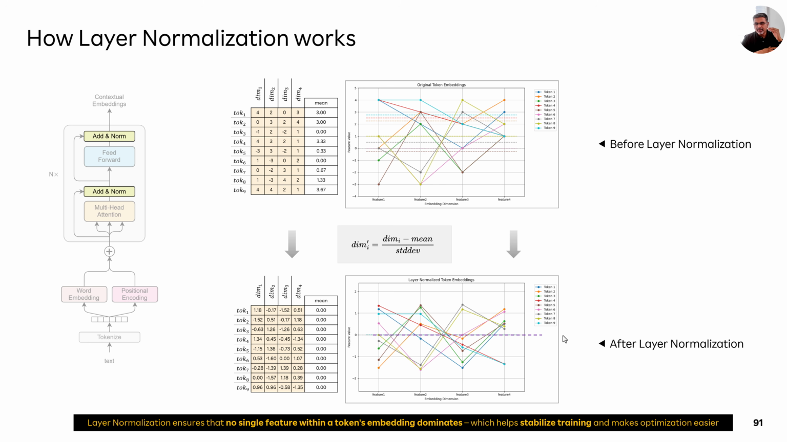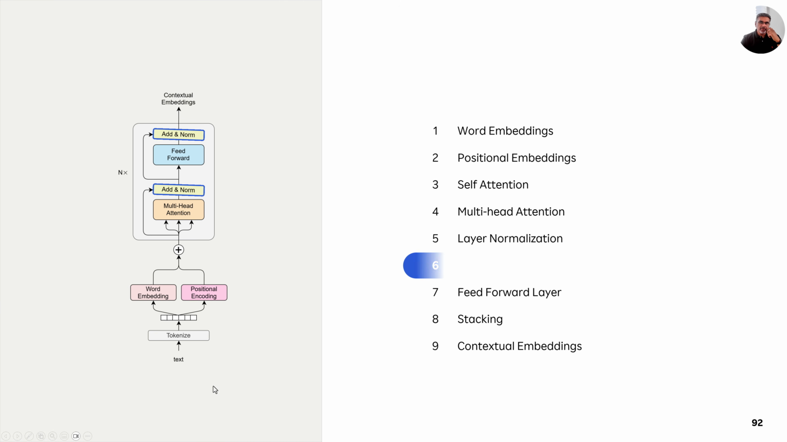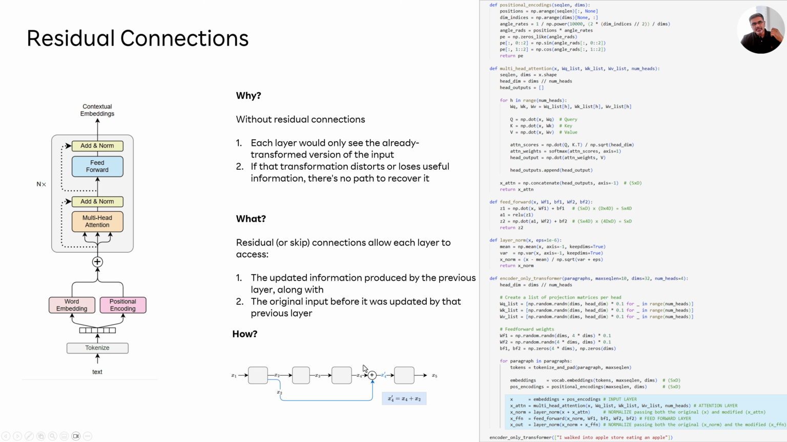You don't have loud feature values overwhelming the calculation, neither do you have lower feature dimensions getting muted out. Okay, that's why you have layer normalization. All right, now let's look at residual connections. So residual connection is actually a pretty straightforward concept.